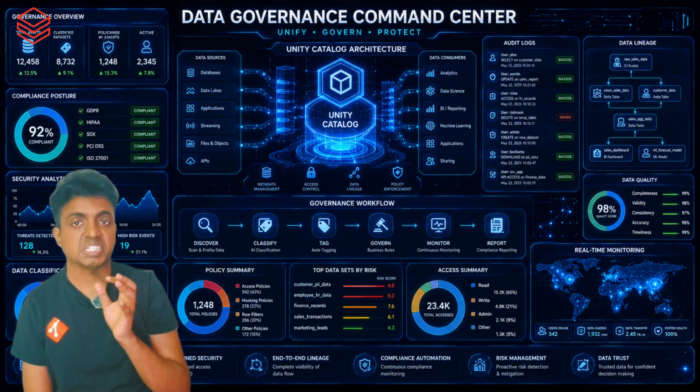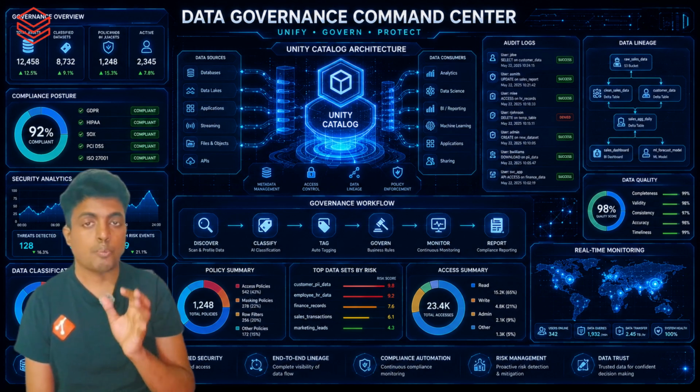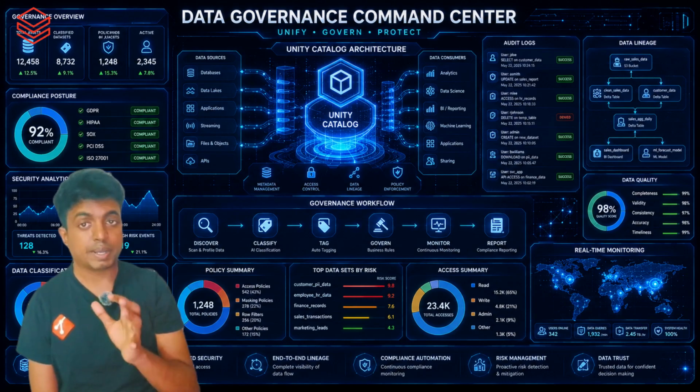The biggest advantage is consistency. Instead of everyone implementing security differently, Unity Catalog provides a single source of truth for governance. Data remains secure, policy remains centralized, and access remains controlled. Now we understand the complete governance architecture. Let's jump into Databricks and see how ABAC works in a real-world demo.